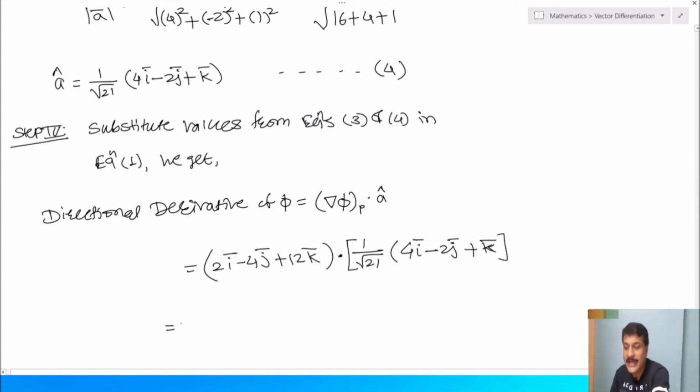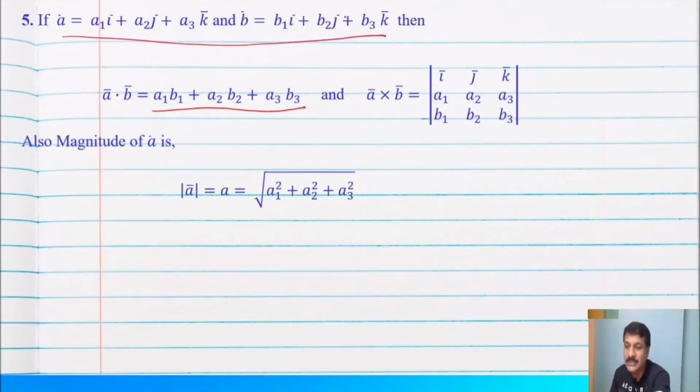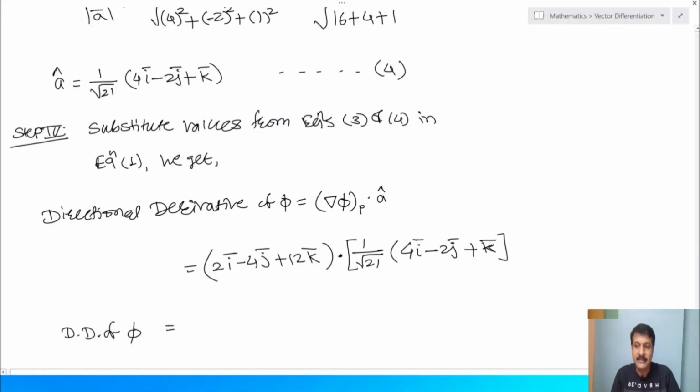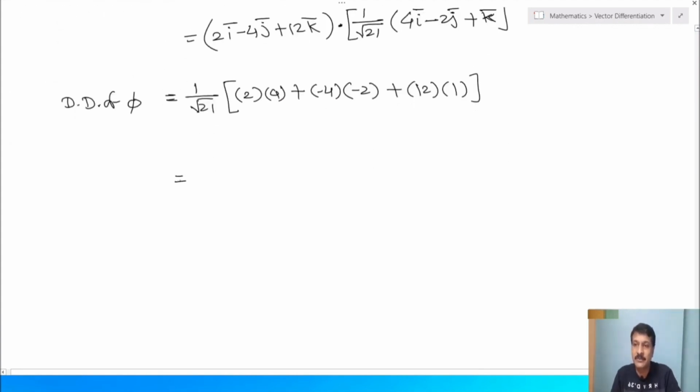As we know, A dot B equals A1 B1 plus A2 B2 plus A3 B3. So by using this, the directional derivative of phi is equal to 1 by root 21 as it is, and here I am getting 2 into 4 plus minus 4 into minus 2 plus 12 into 1, multiplication of coefficients of i, j, k. So what is this value? By calculator you can find this value. It is 8 plus 8 plus 12, which means 28. So 28 by root 21. It is the directional derivative of phi, which is your final answer.